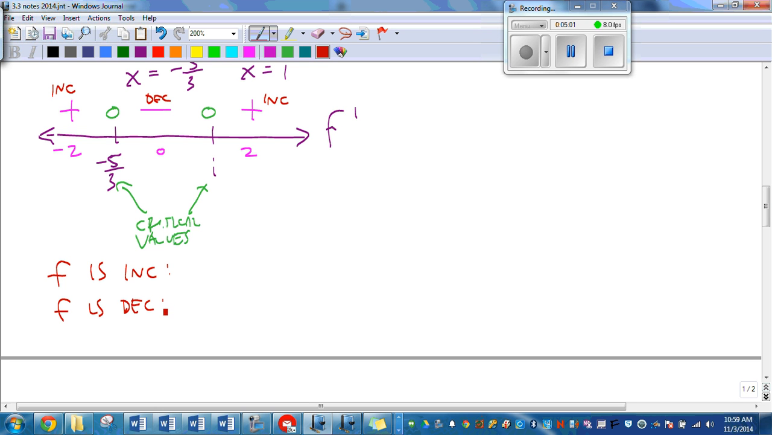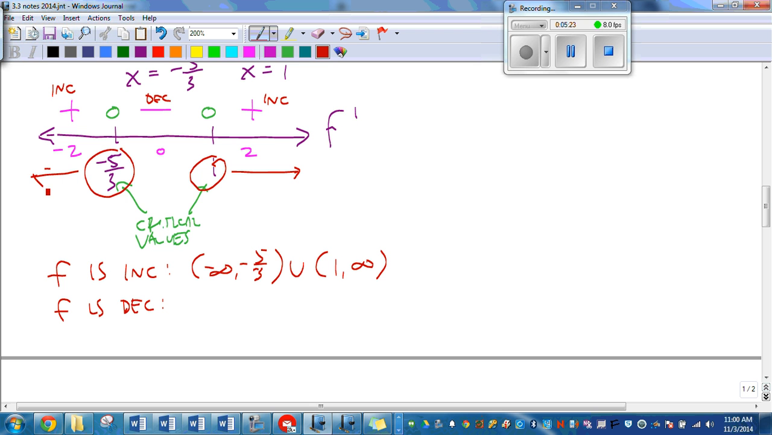So it's increasing from negative infinity to this critical value, negative 5/3. And it's also increasing, so we have union there, from 1 to infinity. From here, from this critical value to the right. Increasing on those intervals. Then it's decreasing between these 2 points. That's when the derivative is negative. So that's going to be from negative 5/3 to 1.